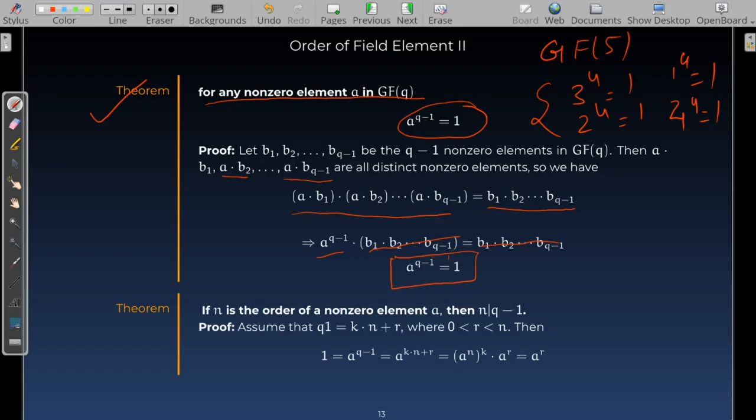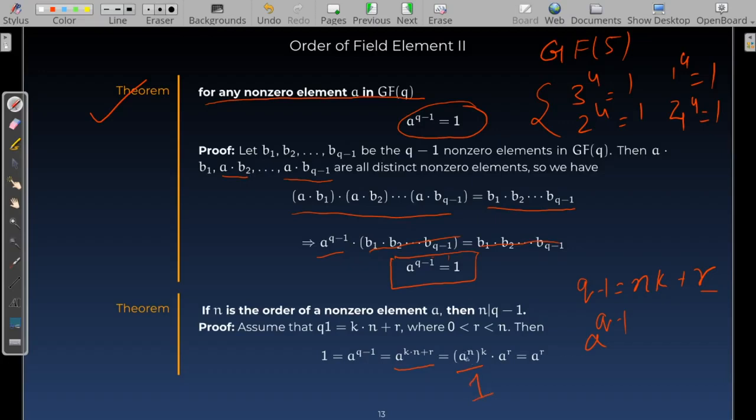Now, if n is the order of non-zero element a, then n must divide q minus 1. If it is not dividing it, let's assume that n doesn't divide q minus 1, then there must be some remainder. So q minus 1 must be equal to n times k plus r, where r is between 0 and n, and it should be actually less than n. So a to the power q minus 1 becomes a to the power kn plus r, or a to the power n times k, and this value is actually equal to 1, isn't it?